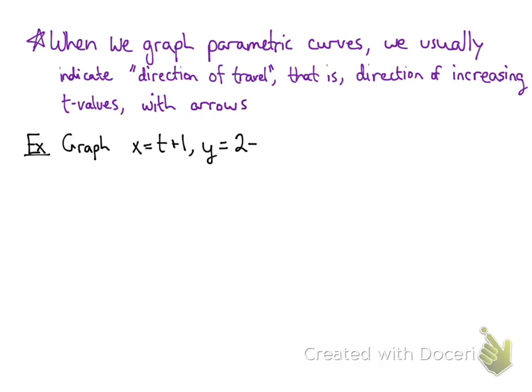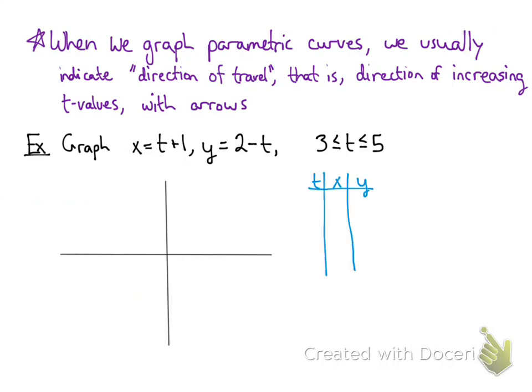Here's another example. Here's a system of parametric equations, x equals t plus 1 and y equals 2 minus t. And this time I'm going to specify that t is in the interval from t equals 3 to t equals 5. Okay, what does that graph look like? Well, the easiest way to graph parametric equations is to make a table of values. t can be 3 or 4 or 5, or anything in between.